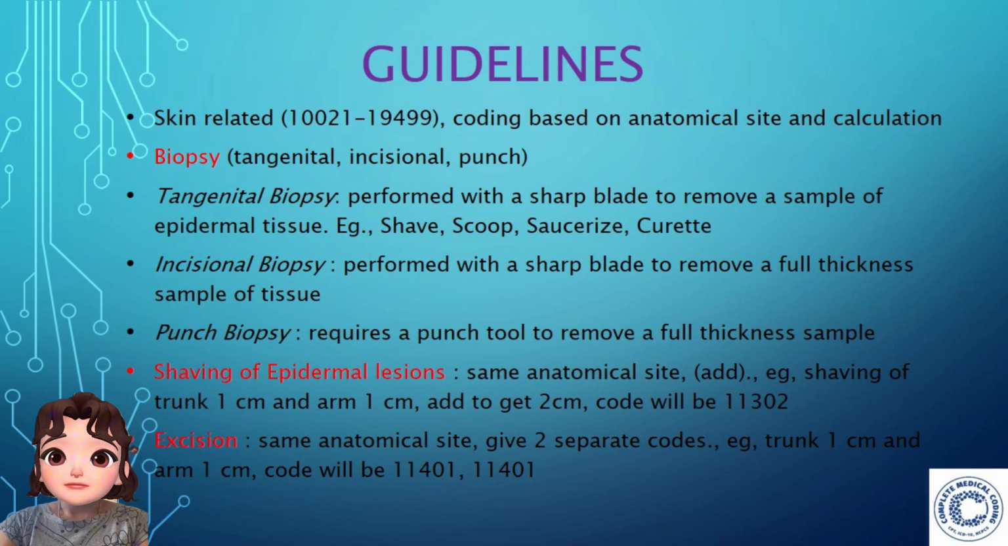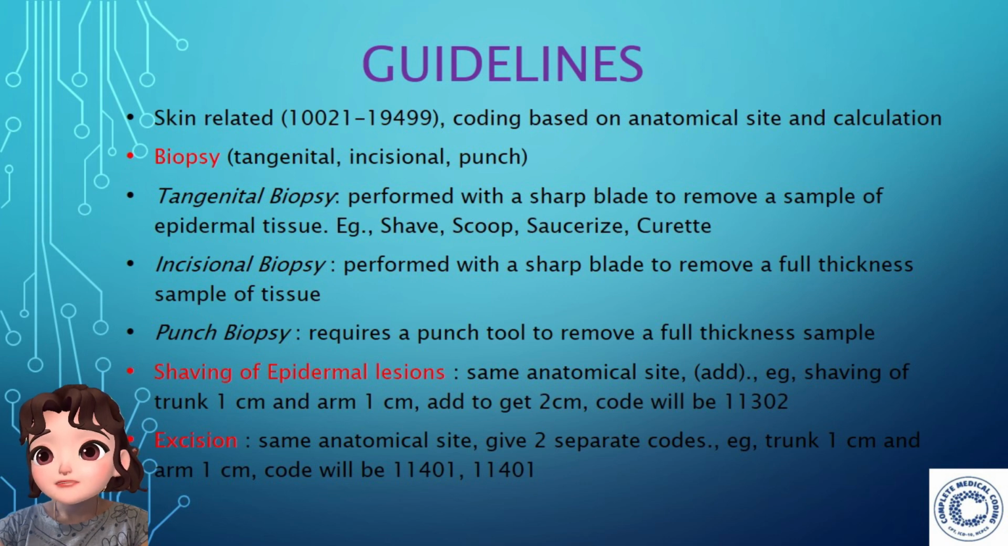Now, biopsy. There are 3 types of biopsy: tangential, incisional and punch biopsies. Tangential biopsy is performed with a sharp blade to remove a sample of epidermal tissue, for example a scoop or a shave, or a curette. A small sample of epidermal tissue is removed and the biopsy is performed. That is called a tangential biopsy.